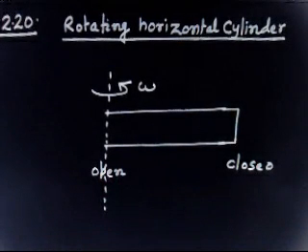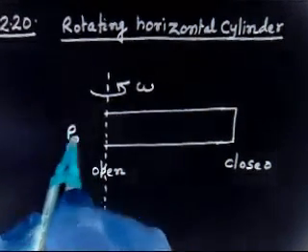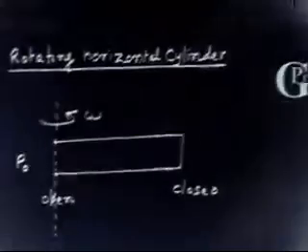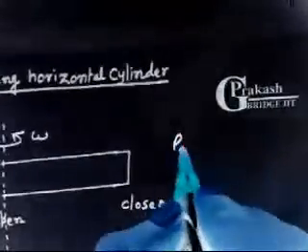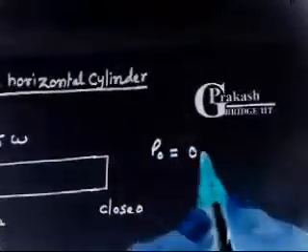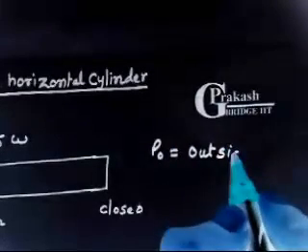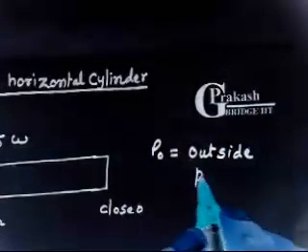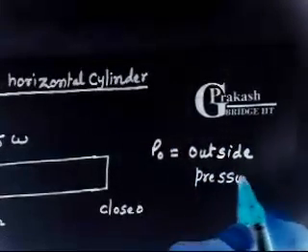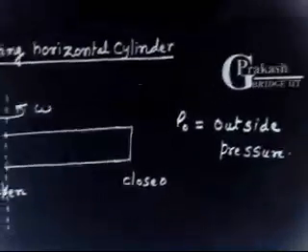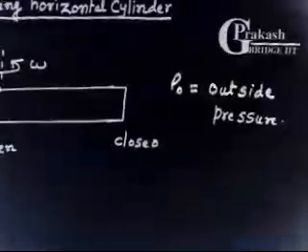This says the outside air pressure is equal to P naught. So P naught is basically the outside pressure, that is given to you. I think all of you have copied this one.